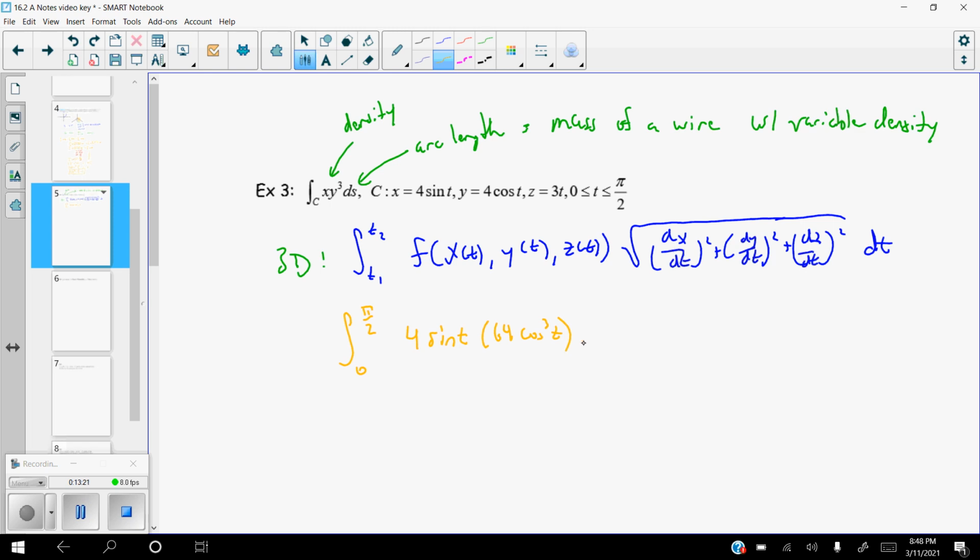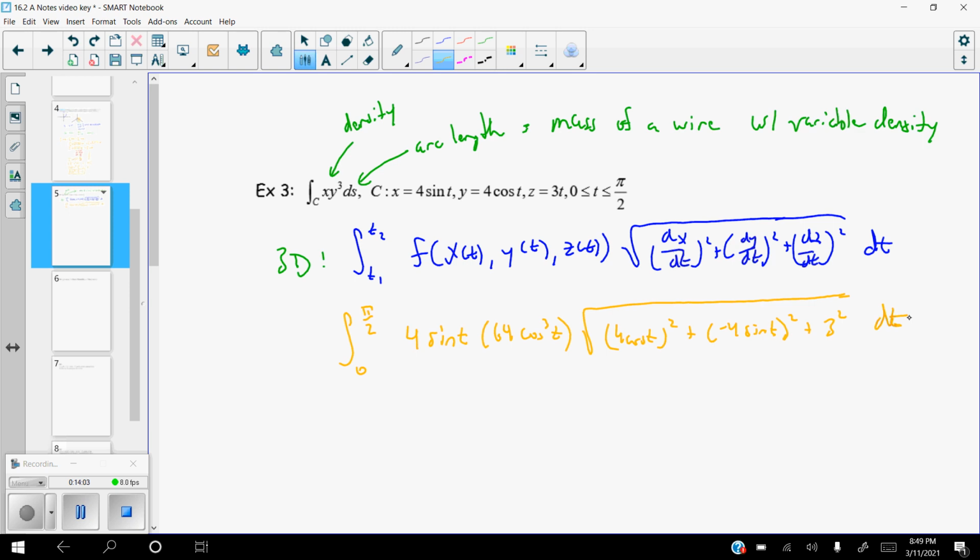And then ds is all the derivatives squared and added together underneath that square root. So the derivative of the x component is going to be 4 cosine of t, squared. The derivative of the y component will be negative 4 sine t, squared. And the derivative of the z component is just 3 squared, dt. So let's hope that this stuff simplifies a little bit. I have no idea. It's been a long time since I've done this one, so let's see what we get.